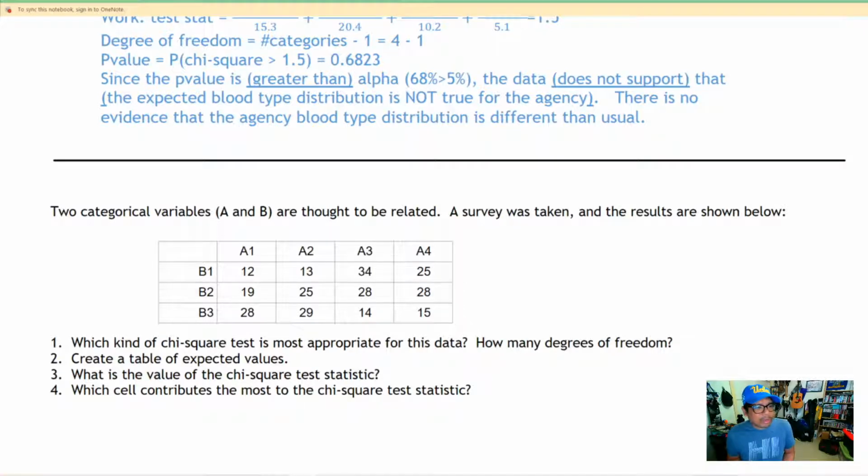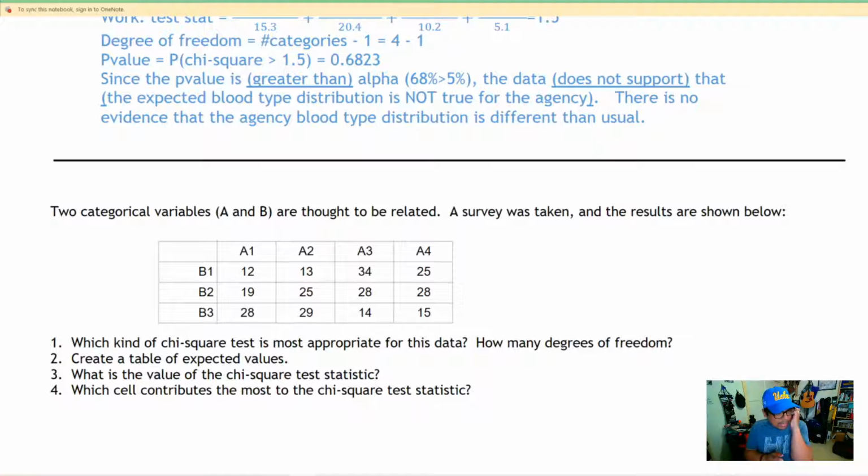We've got two categorical variables, A and B, and they are thought to be related. Now a survey was taken and the results are shown below. So this is a really context-free kind of a problem. You'll also notice that there are 3 rows, 4 columns. So that's a total of 12 things to compute if we are going to do any kind of chi-square procedure. And that's a lot, more than we would normally do. So I think we're going to concentrate mostly on calculator procedures for this particular problem.